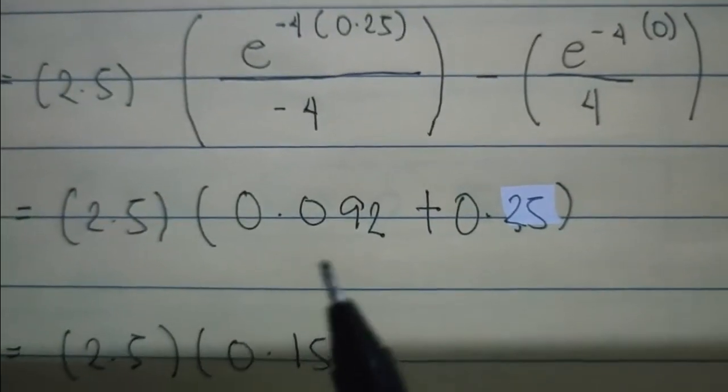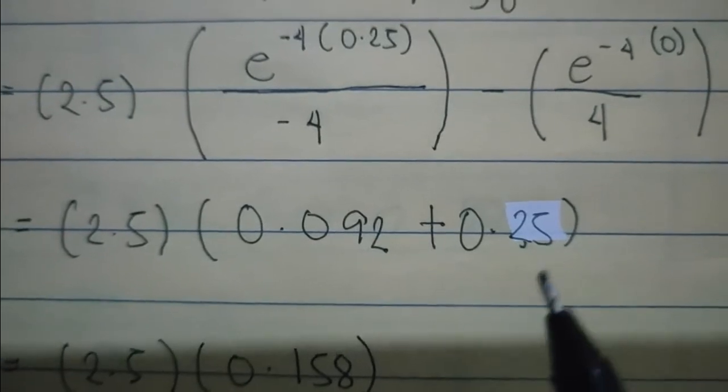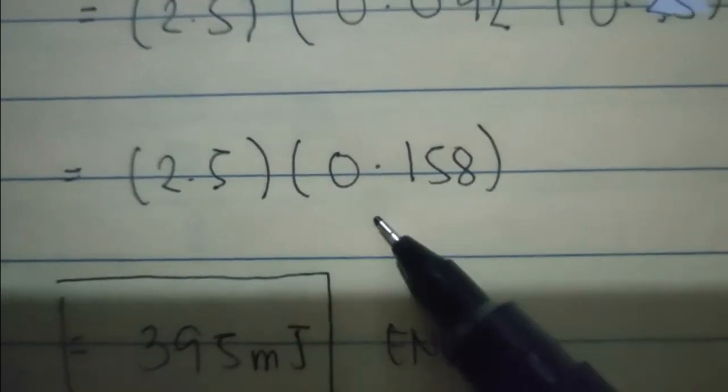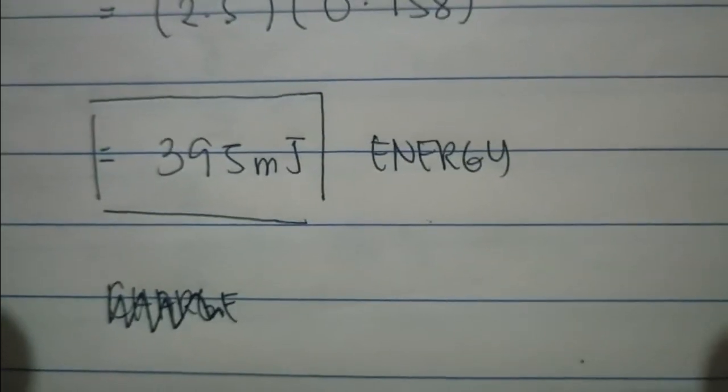So 2.5 times 0.092 plus 0.25. So 2.5 times 0.158. So by using the calculator, we will arrive to 395 millijoules energy. So this is our energy here. After we solve for our energy, we will look for the charge of the problem, or the circuit rather.